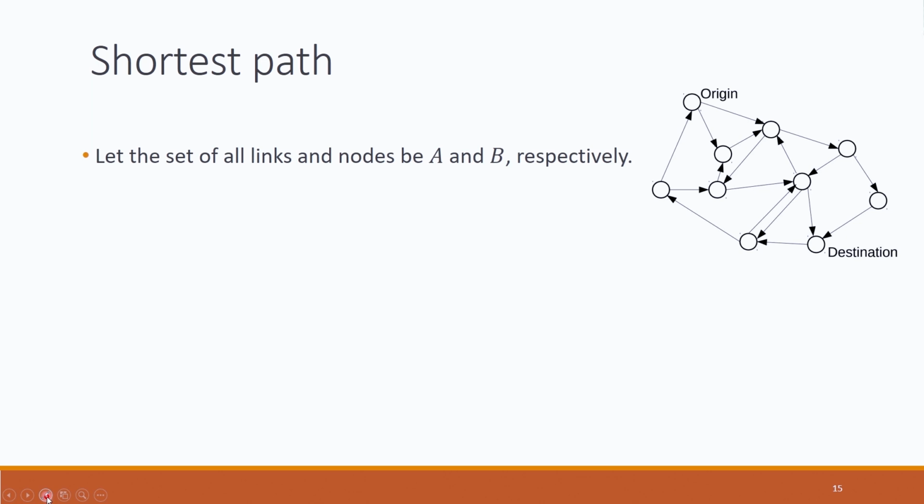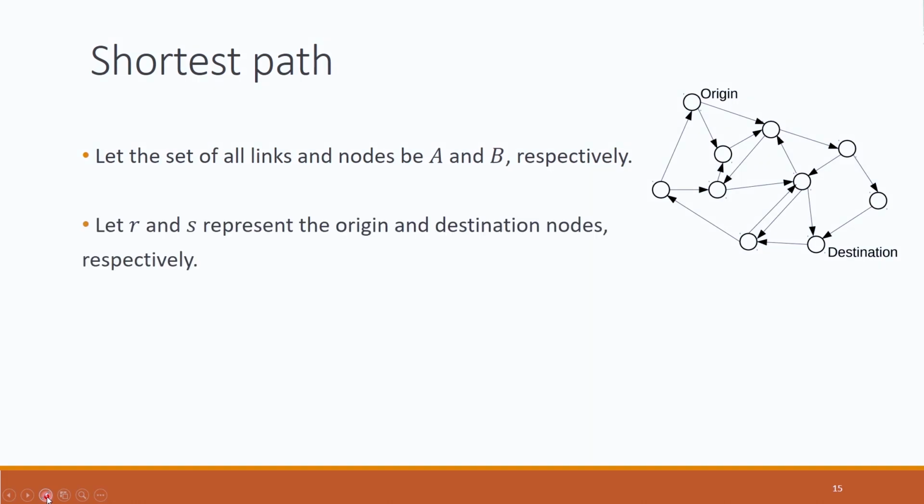Okay. So, let us consider another optimization problem. This one is the shortest path problem which we had initially discussed. Let us now discuss it more systematically. In this figure that is shown here, we have one origin node and we have one destination node. Let us represent the set of all of the links in this network by capital A and the set of all of the nodes in this network by capital B. Let us represent the origin and destination nodes by R and S respectively. So, it can be seen that this is the origin node and this is the destination node.